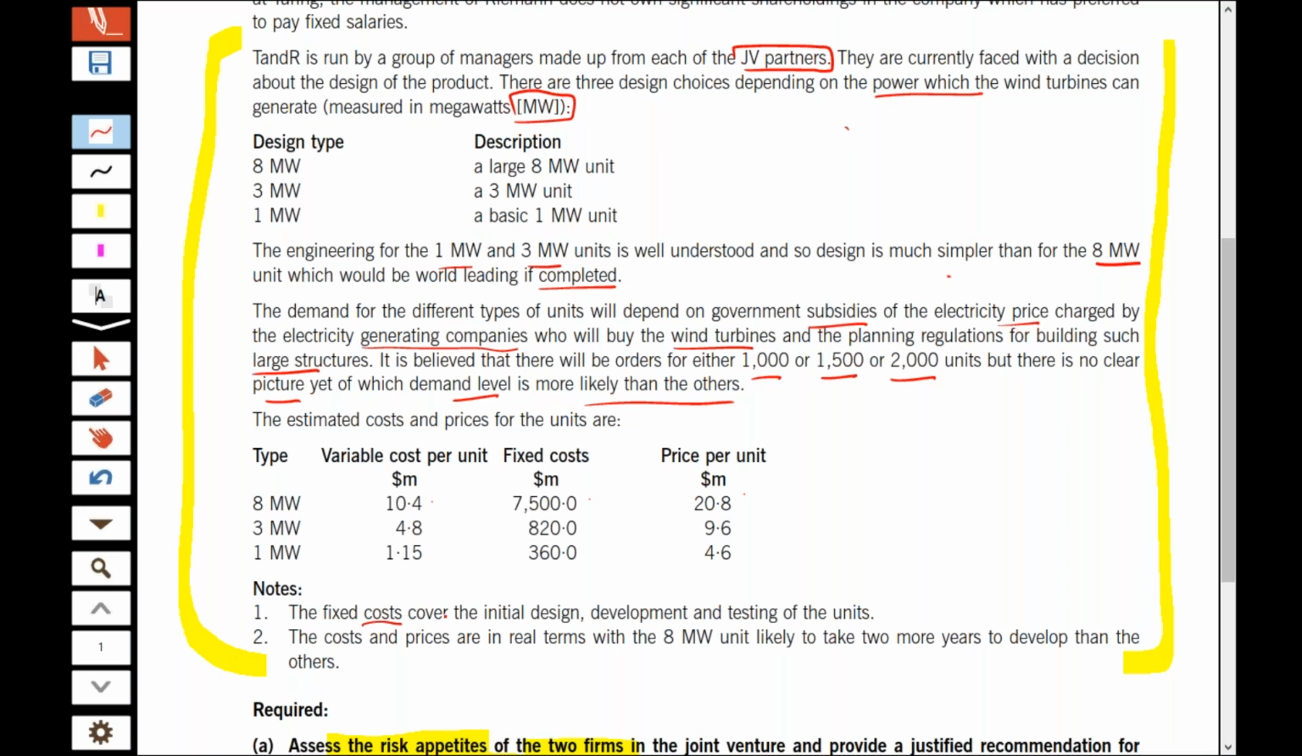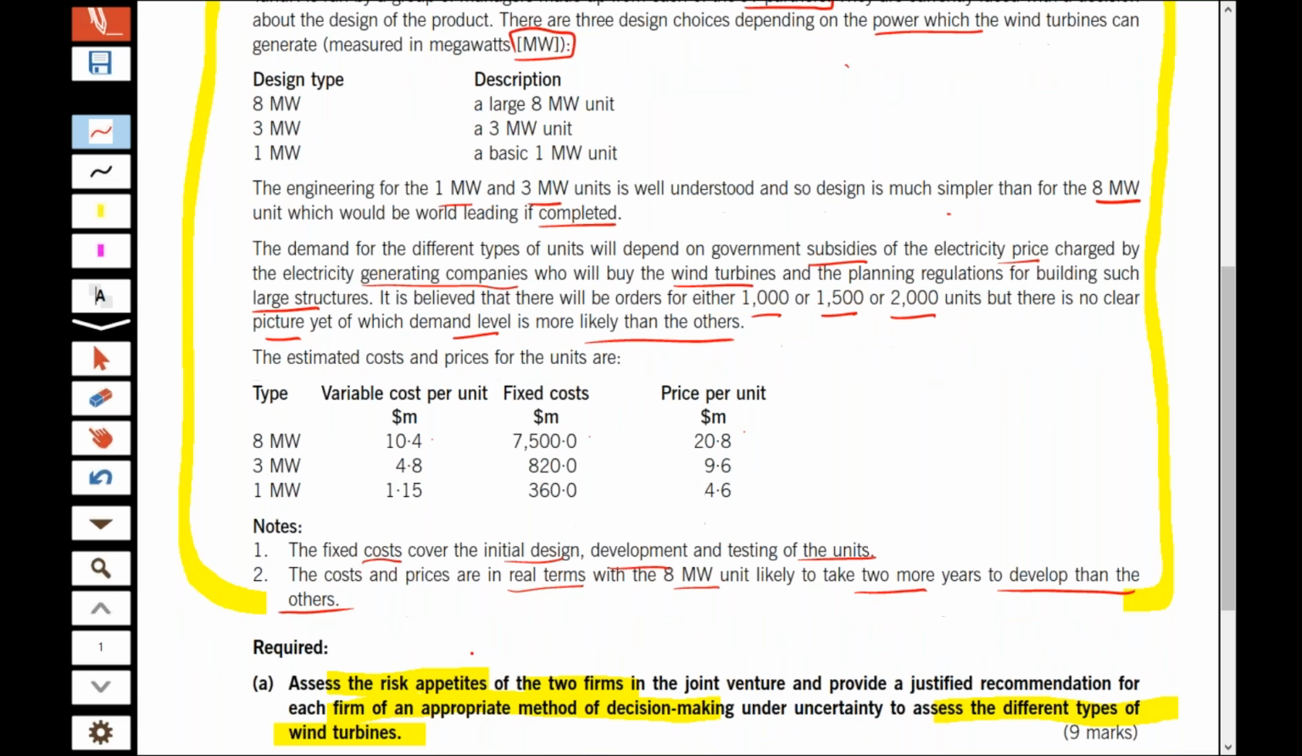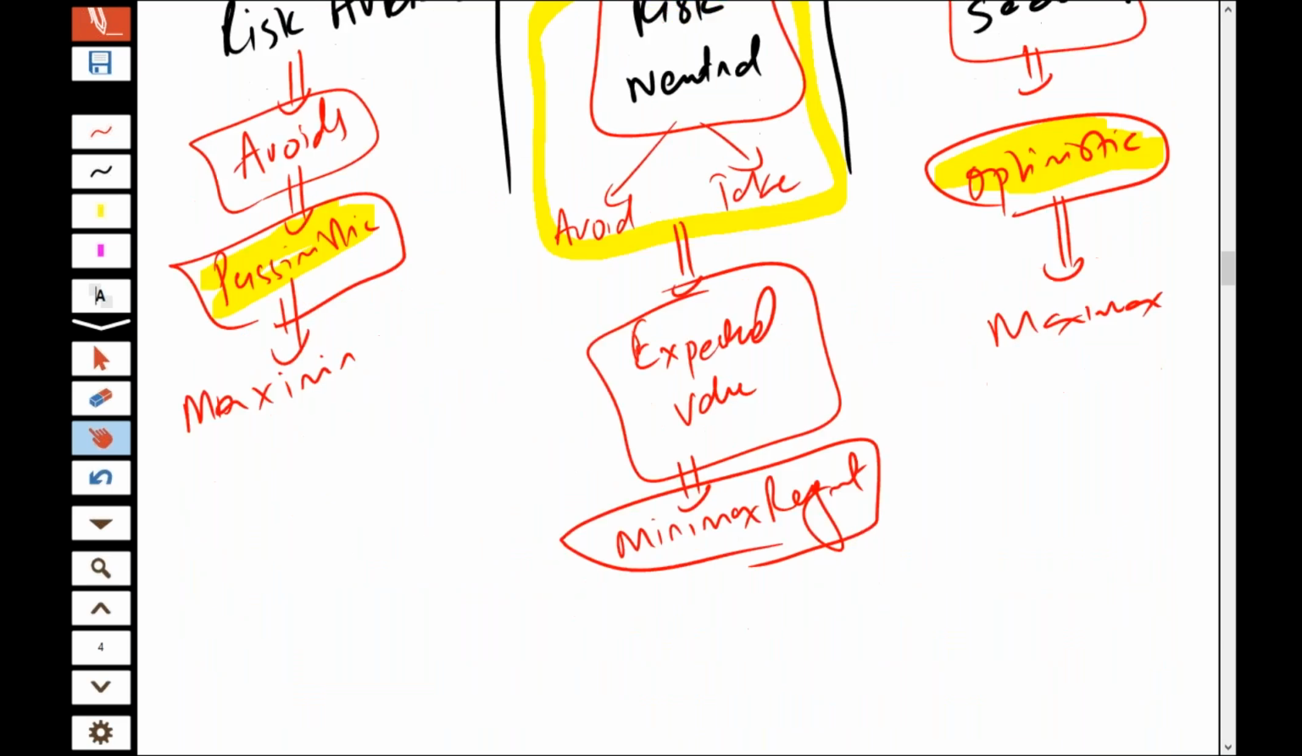It says the fixed costs cover the initial design, development and testing of the units. Costs and prices are in real terms, with the 8 megawatt unit likely to take 2 more years to develop than the others. What you need to do is develop a payoff matrix.